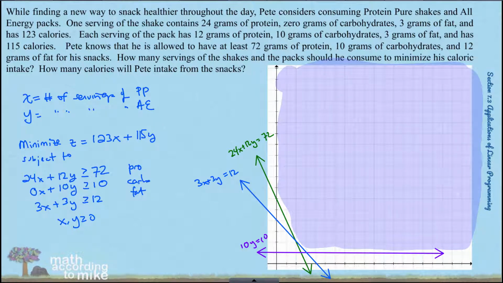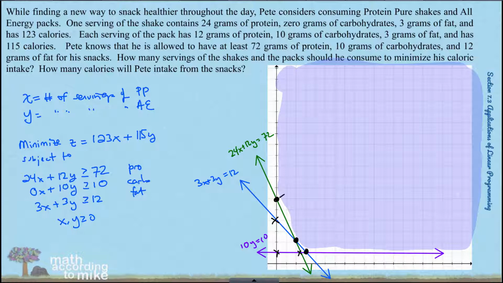Okay, so notice that we have 1, 2, 3 corner points. We have this ordered pair right here. We have where the blue and the green intersect, and we have where the purple and the blue intersect. That's it. This is not a corner point. This is not a corner point.